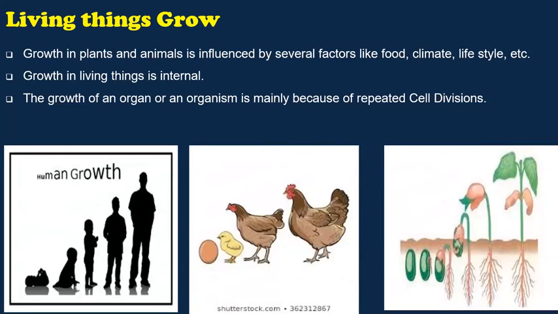The next characteristic of living things is growth. All living things grow from a single cell. Growth is a permanent and irreversible change in the shape and size of an organism. Growth in living things is internal. The growth of an organ or an organism is mainly because of repeated cell divisions. Growth in plants and animals is influenced by several factors like food, climate, lifestyle, etc.